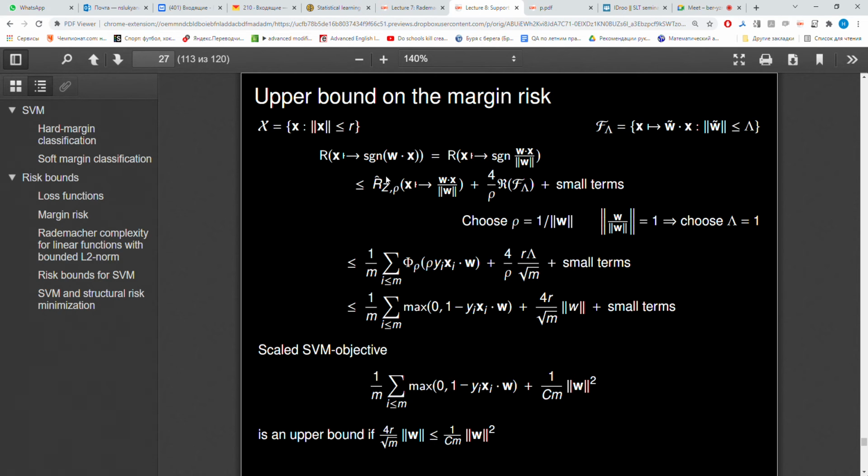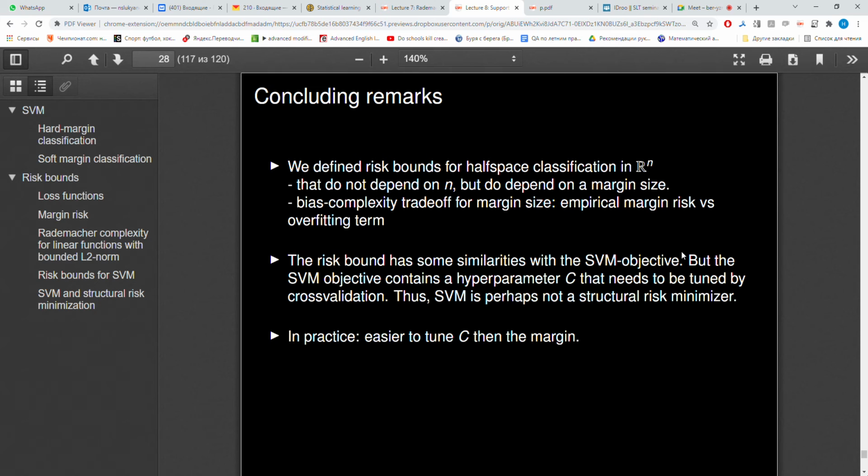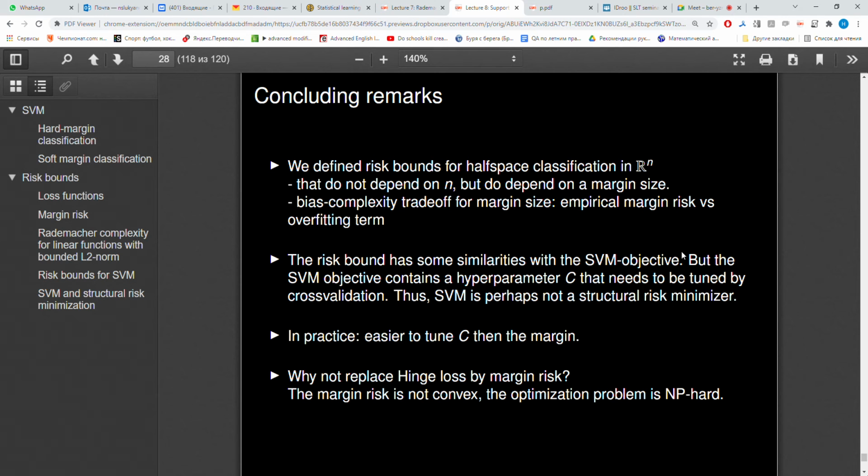some terrible inequalities which are hard to pronounce. And at the end we can conclude with the remarks.